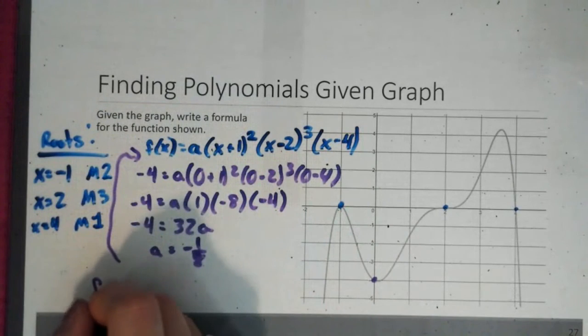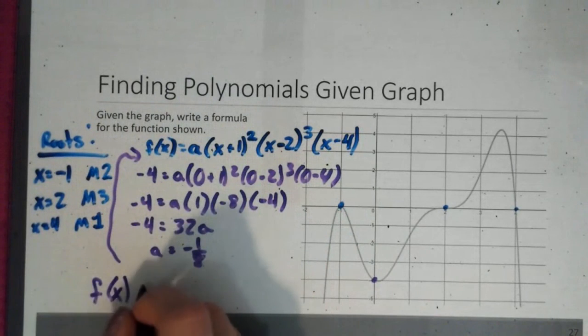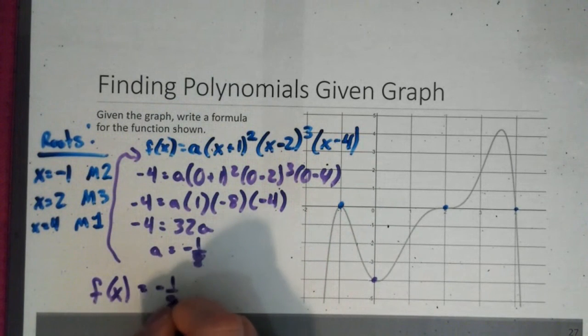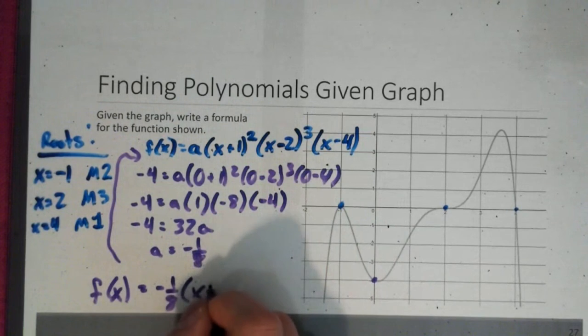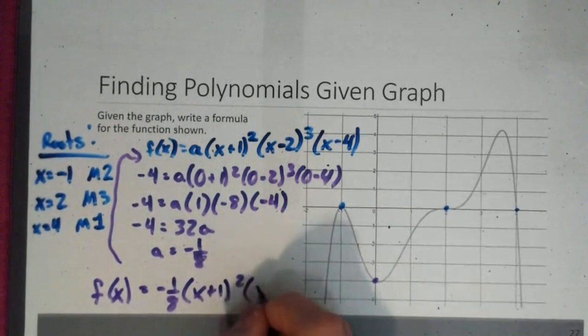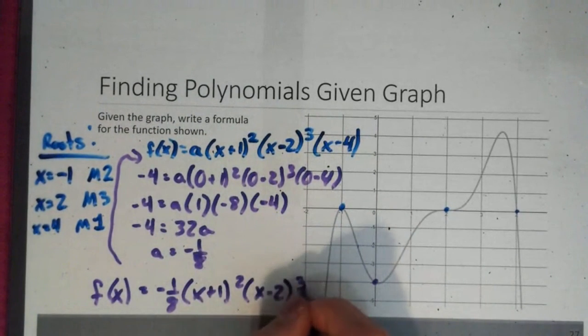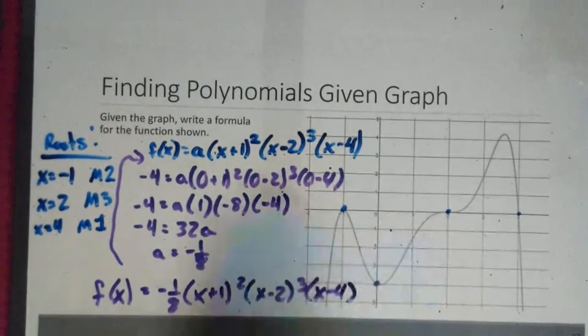I plug that back into my function, and our function f of x is equal to -1/8 times x plus 1 squared times x minus 2 cubed times x minus 4.